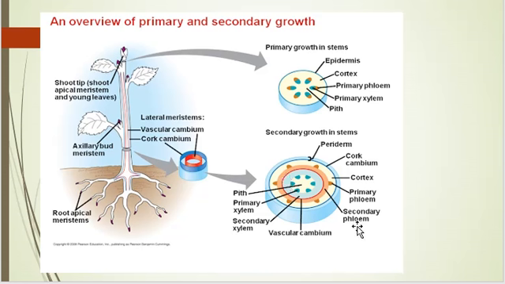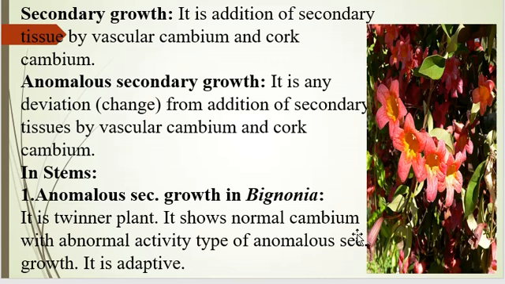So let's see what is the difference between primary growth and secondary growth. In the secondary growth, there is the addition of the vascular cambium and cork cambium region. That means there is the addition of secondary tissues in the secondary growth. Addition of the secondary tissue, that is the secondary growth. So let's move towards our topic, that is the anomalous secondary growth. The secondary growth means it is addition of the secondary tissue by vascular cambium and cork cambium.